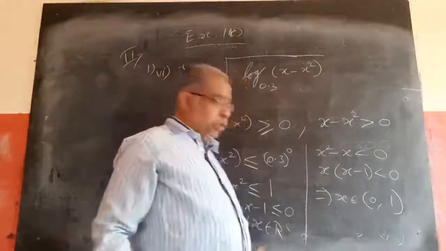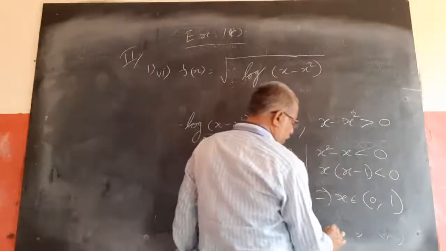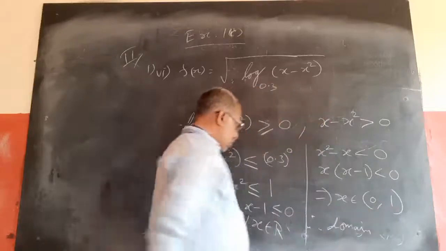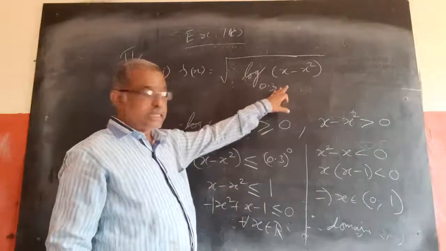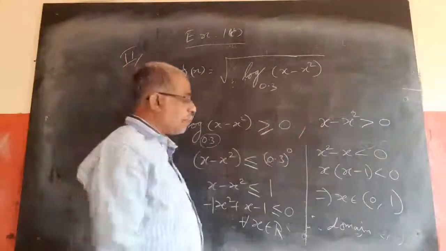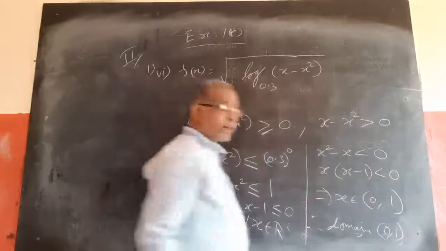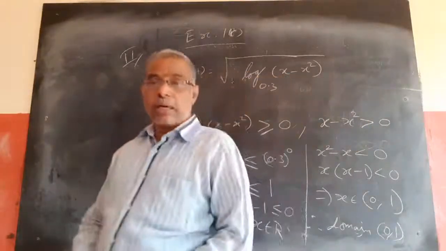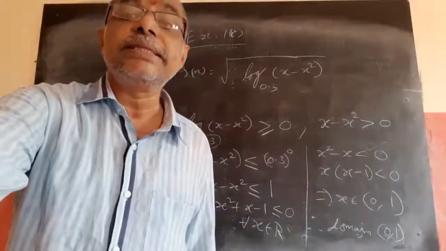So combining both, the intersection of the two is the domain. Here it should lie between 0 and 1, here it can be any real number. So it should satisfy both the conditions, and the combined domain becomes 0 to 1. Domain is 0 to 1. Like this we can find the domains.